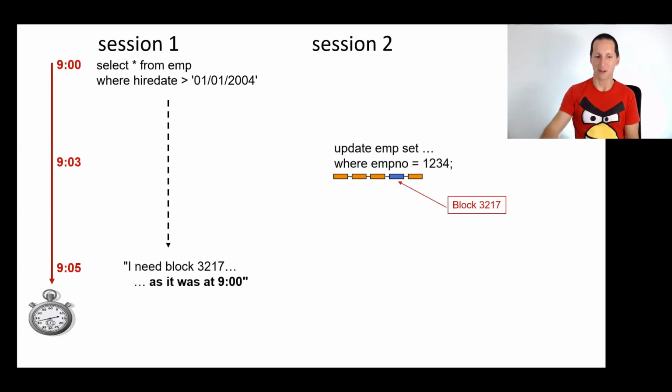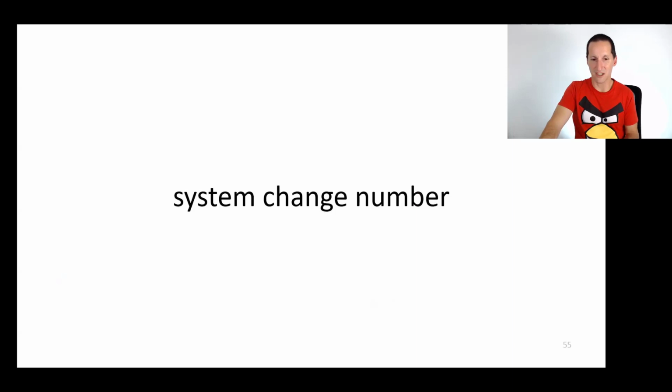And he needs that block as it was at 9 a.m. If I've got a table block that was changed at 9:03 and I need to get it as it was at 9 o'clock, what do I have to do? I have to undo the transactions that were applied. I have to do a rollback of that particular transaction. And the time equals the SCN when it comes to Oracle. That's the system change number.